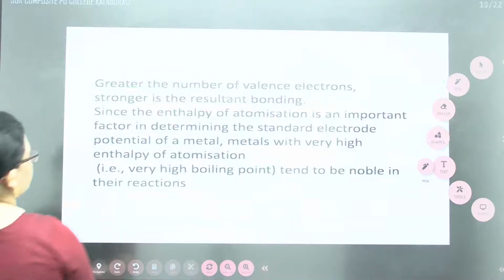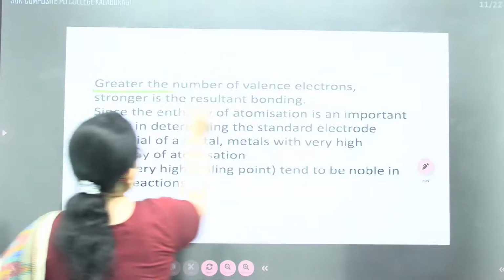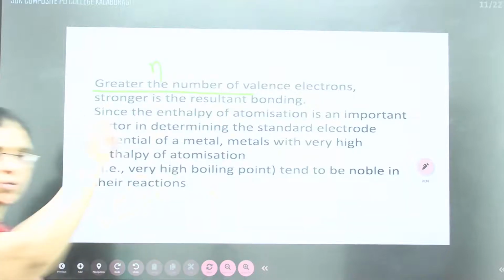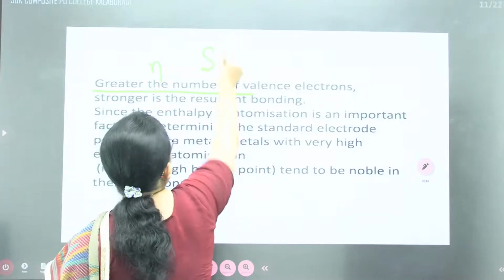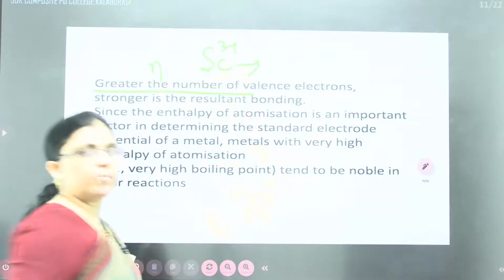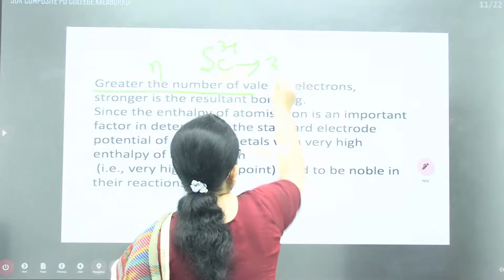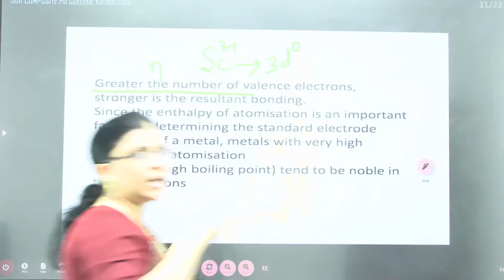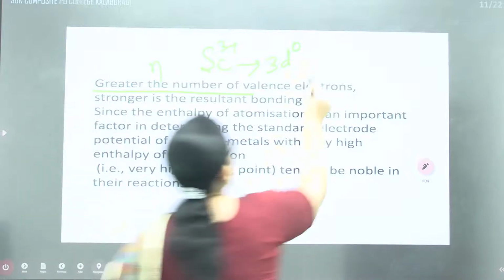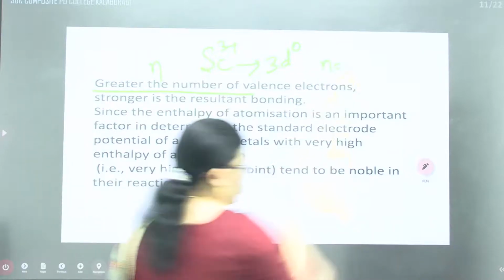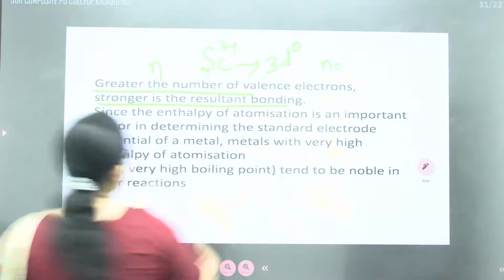And when we are dealing with the lanthanoid contraction, another point we said: greater the number of valence electrons. As I said, n number. For scandium it will be 0, whereas titanium will show 3D1. Scandium 3 plus, scandium atomic number 21, 21 minus 3 will become the electronic configuration of argon. So here 3D will be 0. Titanium 2 plus, titanium atomic number is 22. That's why we can write it as the number of unpaired electrons. The number of unpaired electrons increases, stronger is the resultant bonding.